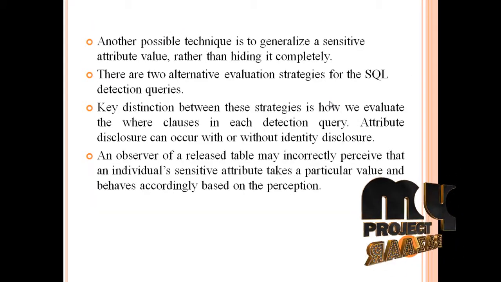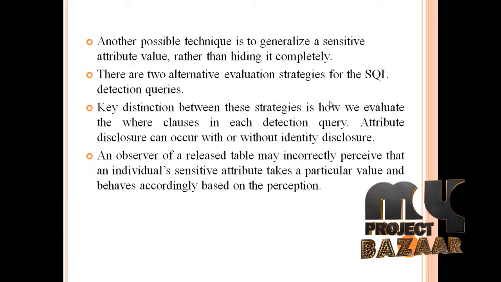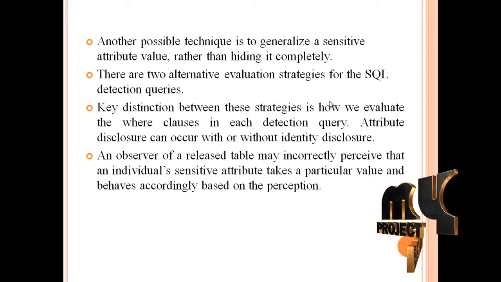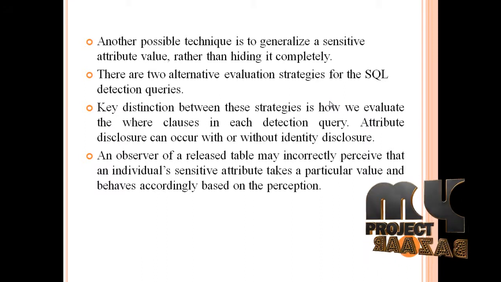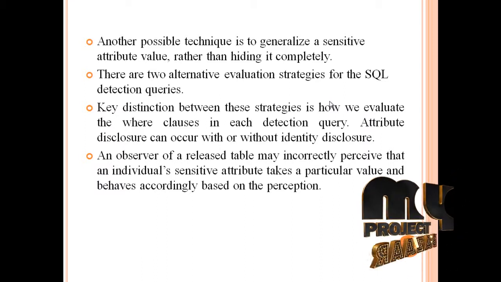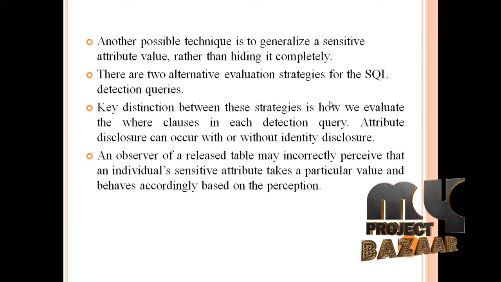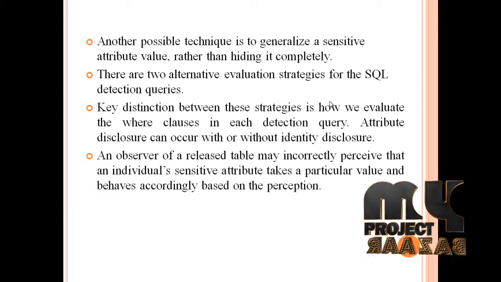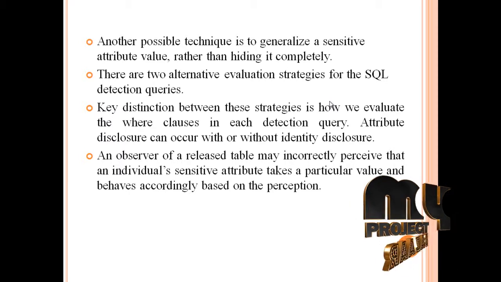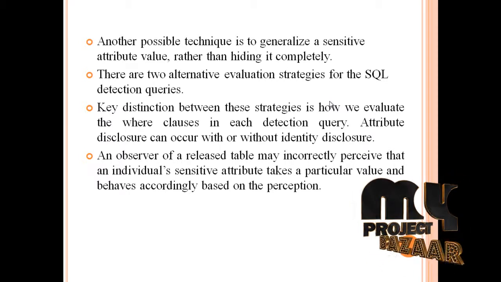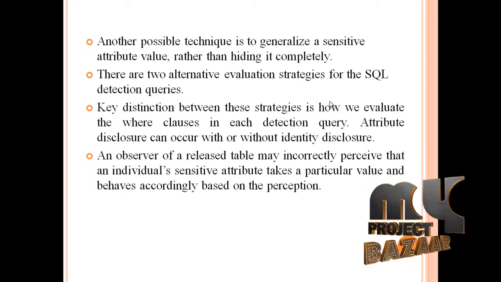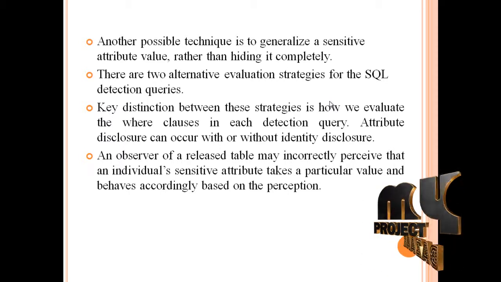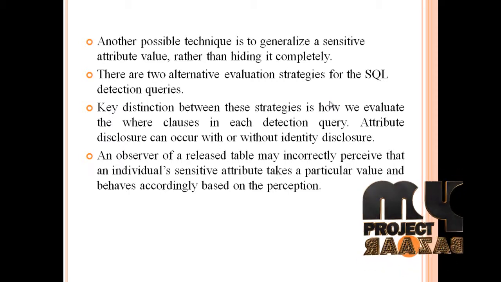And then another possible technique is to generalize a sensitive attribute's value rather than hiding it completely. There are two alternative evaluation strategies for the SQL deduction queries. The key distinction between these strategies is how to evaluate the where clause in each deduction query. Attribute disclosures can occur without identity disclosures. An observer of a list table may incorrectly presume that an individual's sensitive attributes take particular values and behave accordingly based on those perceptions.